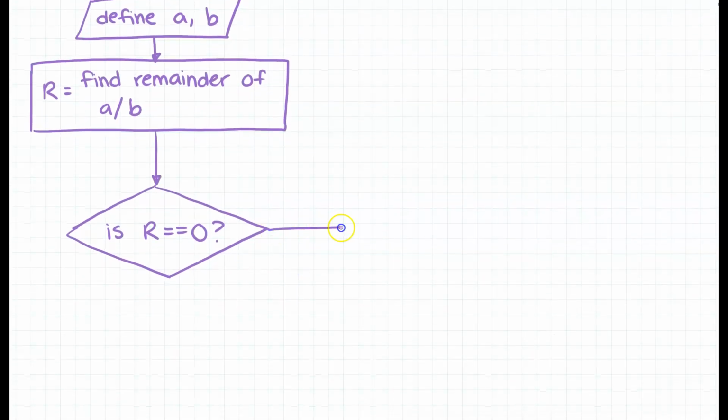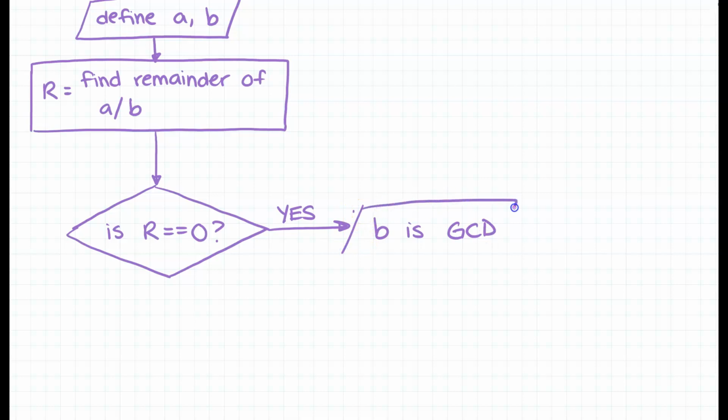So if this is true, yes, that means that B is the greatest common divisor. Great. And that can be our output. And then we're done. We can just stop our code.